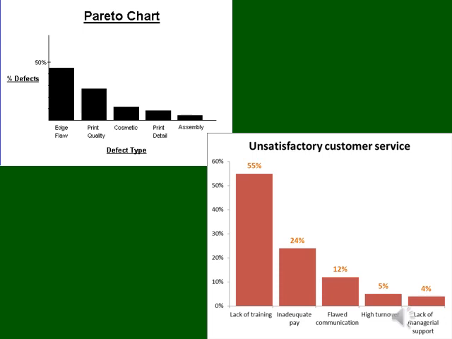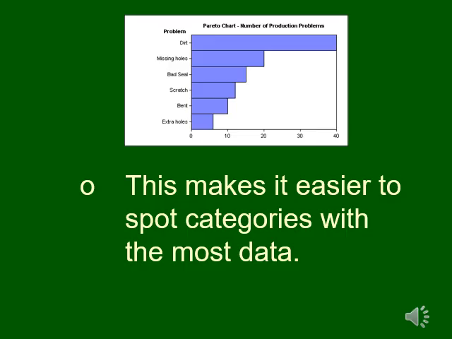Like in the customer service one at the bottom, I can say, well, maybe we need to look at lack of training and inadequate pay. That's where our focus should be. Like any bar graph, you can either go vertically or horizontally, but again, a Pareto chart, you put the big one first and the small one last.